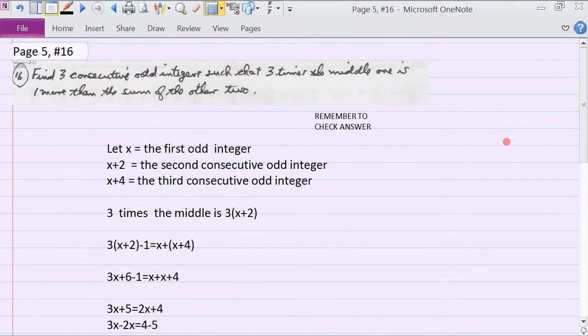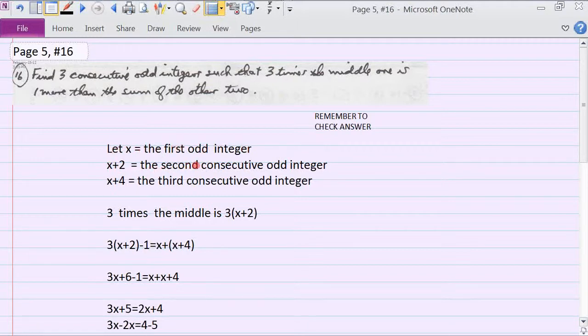number 16. And here we're told that 3 consecutive odd integers, we have to find them, 3 times the middle one is 1 more than the sum of the other 2. In other words, 3 times the middle one is 1 more than the sum of the first and the third. Okay, so we let x equal the first odd integer.